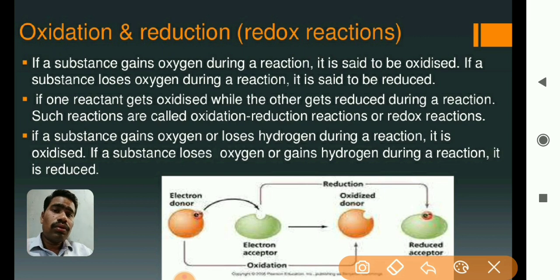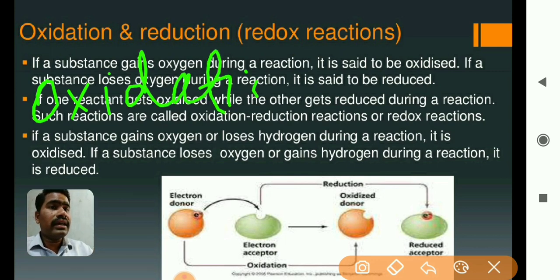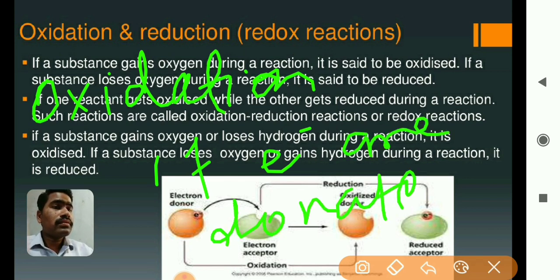Now see, there is one more definition of oxidation. If one reactant gets oxidized while the other gets reduced during this reaction, the one who oxidizes loses an electron. Oxidation can also be defined as the donation of electrons. If electrons are donated, then also it can be called oxidation.